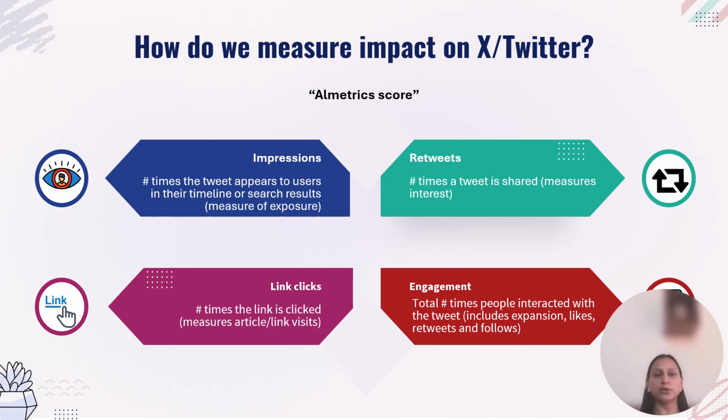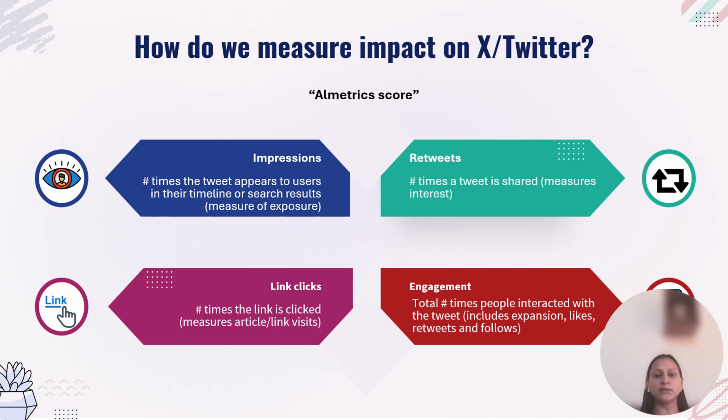So now how do we measure the impact of these visual abstracts? There is something called the Altmetric score or alternate metric score, with the help of which we can identify the impact of the visual abstract. The parameters of the Altmetric score are impressions. Impressions is nothing but the number of times the tweet appears to users in their timeline or search results, which is a measure of exposure.